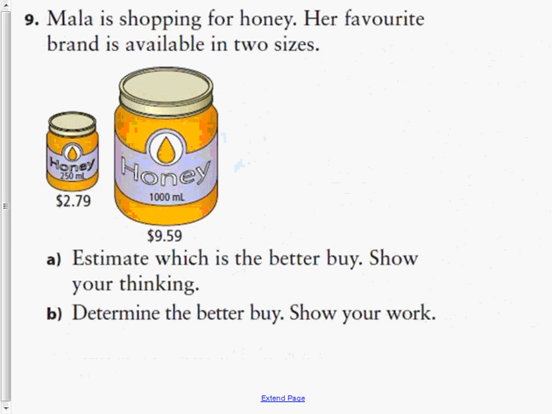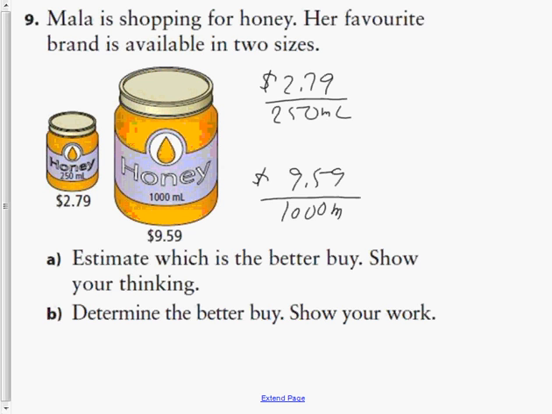Mala is shopping for honey. Her favorite brand is available in 2 sizes. So for this one, we're still going to do cost per volume. And the large is going to be $9.59 per 1,000 milliliters, which we know is a liter.